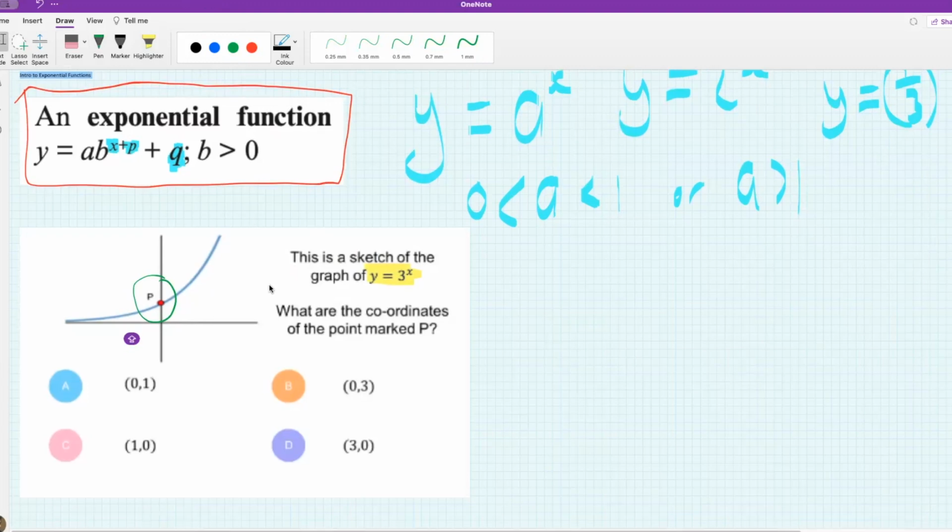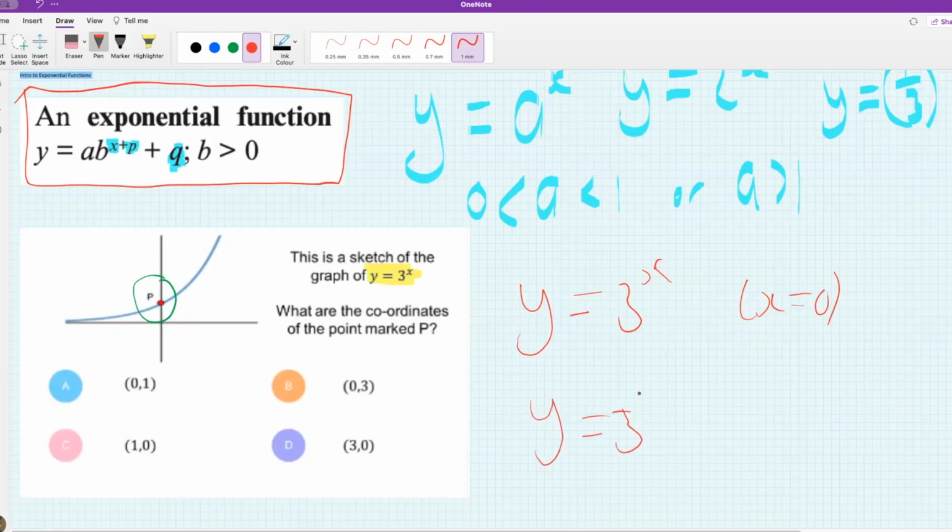So we are trying to solve for what P is. And P is the y-intercept. So if we want to find the y-intercept, if we think about what we were doing previously, we made x 0. But the thing with to the power of 0 is that it's always going to be 1. And so the y-intercept is going to be (0, 1), which, is there an answer like that? Yes, it's going to be A.